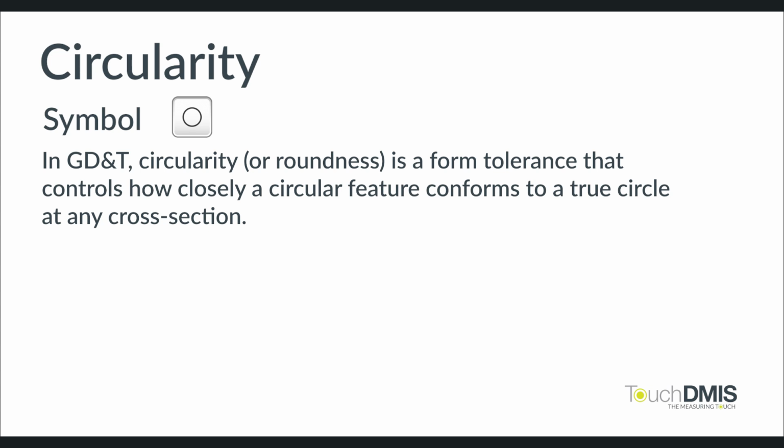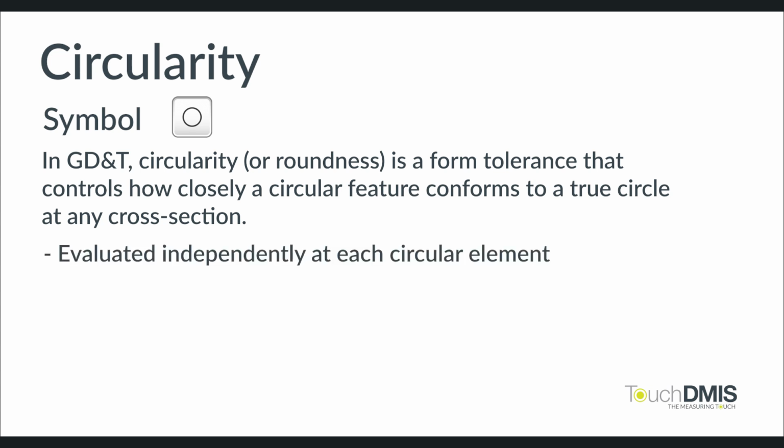In GD&T, circularity, also referred to as roundness, is a form tolerance that controls how closely a circular feature conforms to a true circle at any cross-section. It is evaluated independently at each circular element and does not require a datum reference.